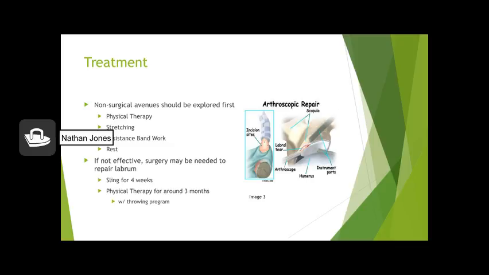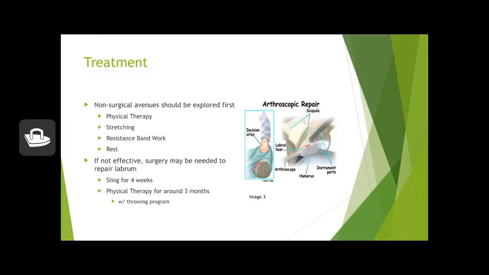As with most injuries we learn about today, you should explore non-surgical avenues first to save money and to make sure the athlete does not stay out of play too long. Physical therapy can be important to strengthen the muscles around the injury to help deflect some of the effects and pain of the injury. Stretching is very important to loosen up the joint. Resistance band work, and most importantly, rest, to just allow the injury to heal on its own.